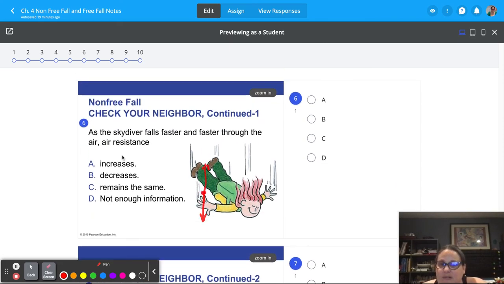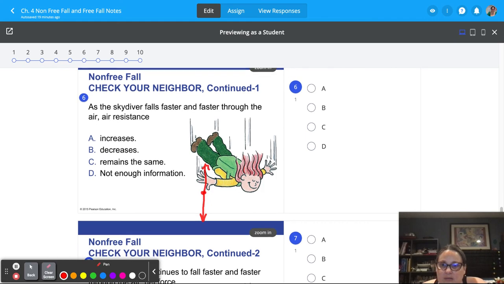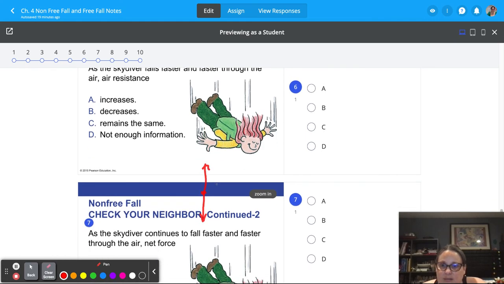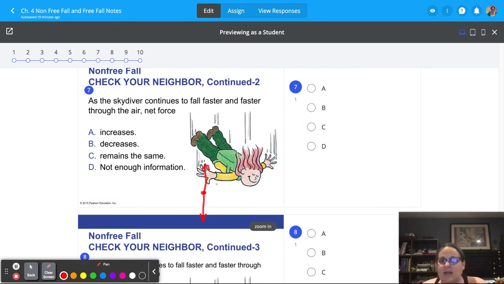As a skydiver falls faster and faster through the air, air resistance... Okay, so the faster the person falls, the more and more air they hit. Therefore, the more and more air resistance they gain. Okay, so that would be increases. Next question. As a skydiver continues to fall faster and faster through the air, net force.